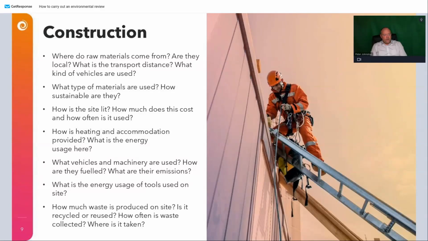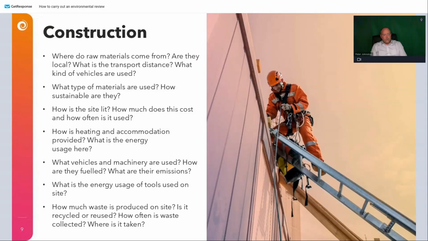What vehicles and machinery are used, how are they fueled, and what are their emissions? As I said before, age of things, have they been maintained correctly? Have they had their filters changed? Are they being used in the correct manner? All of these things can have a big significant change to the emissions.